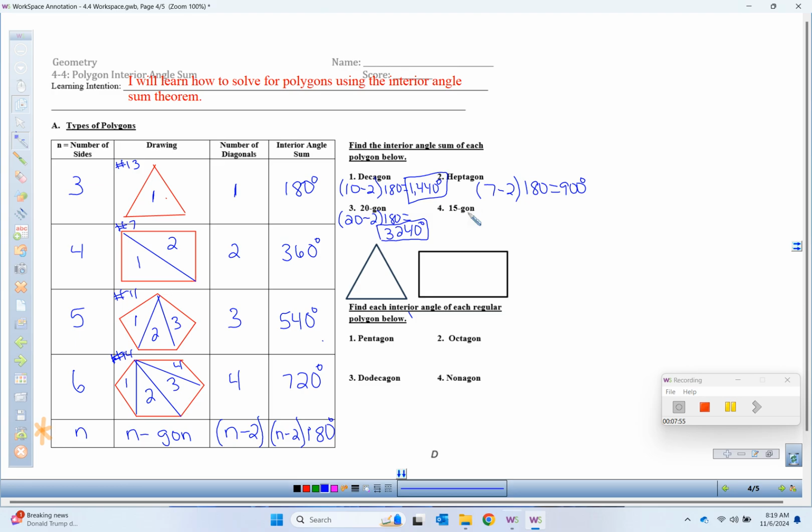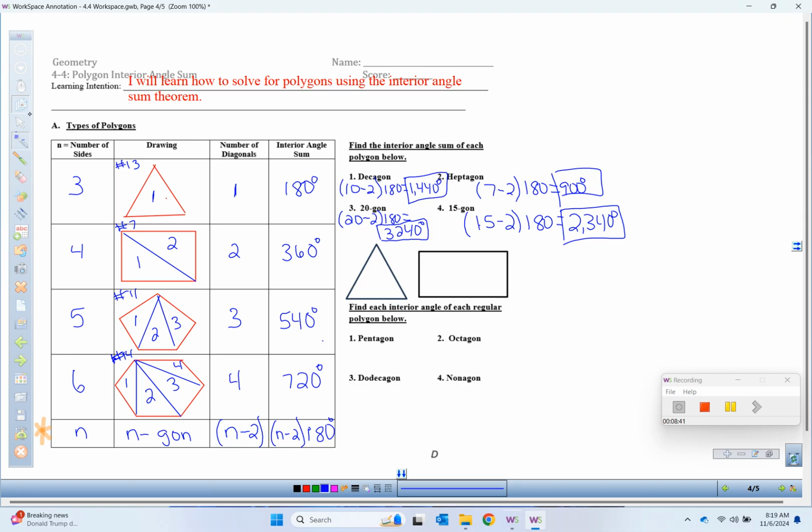Okay, so a 15gon, same formula. And this should give you 2,340 degrees. All right, so we're going to go down below, and now it's asking us to find each interior angle. Okay, so not the sum of the angles, each interior angle. So by doing this, we can take the sum, like what we found here, and we can divide it by the amount of angles.